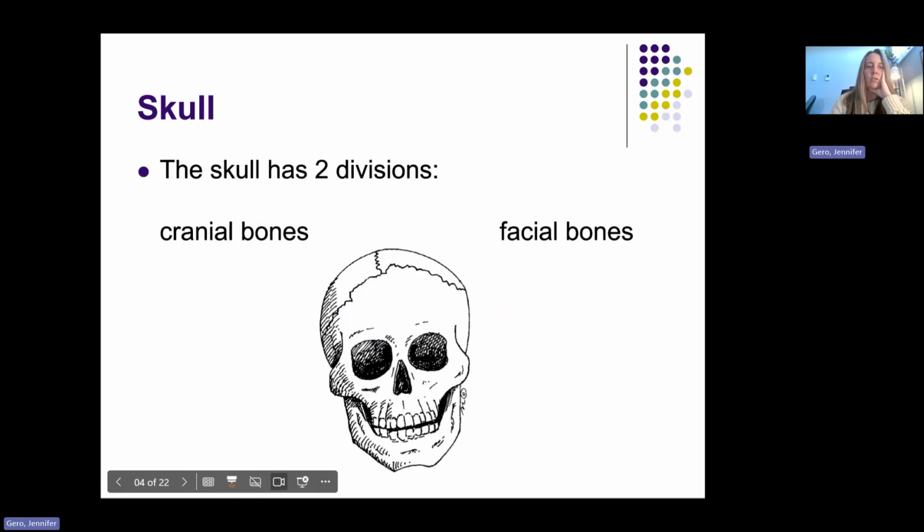So the skull has 2 subdivisions. We're going to start with that. We have cranial bones, bones of the head, and then we have facial bones, bones here. And let me go grab a skull. Okay, not everybody can just go grab a skull. All right. So here we have the cranial bones are here, and then the facial bones.